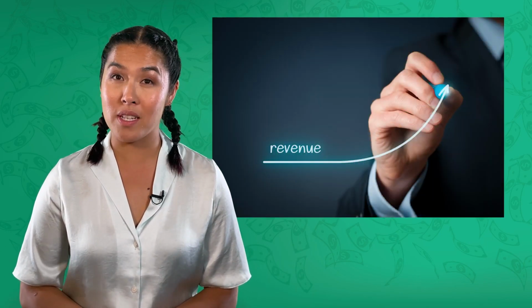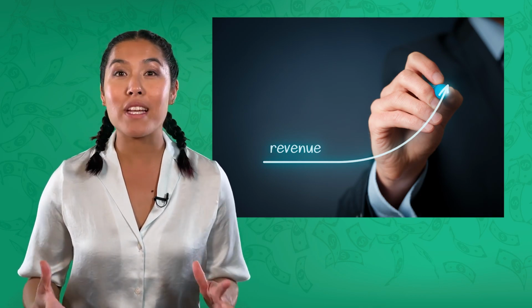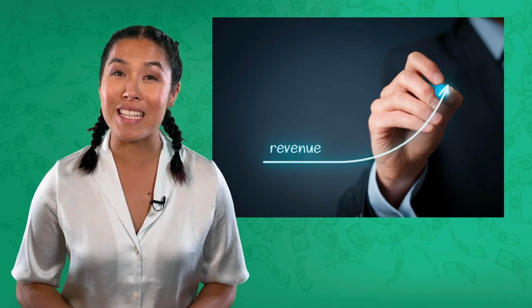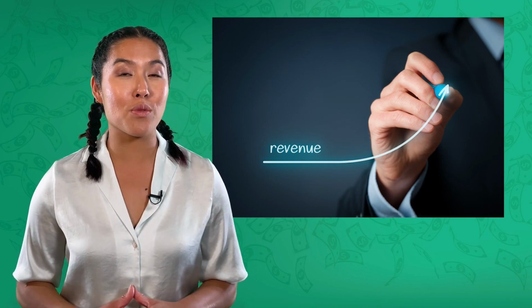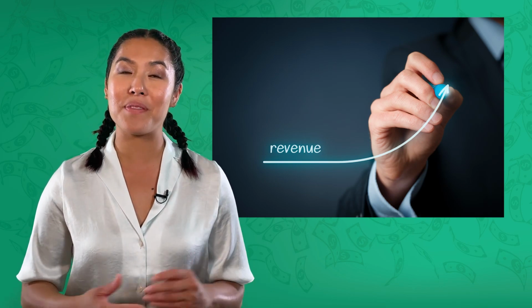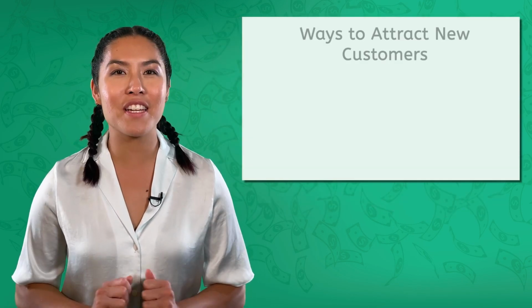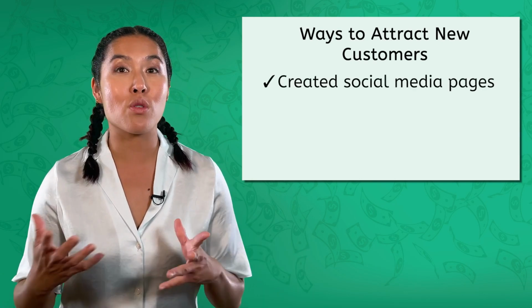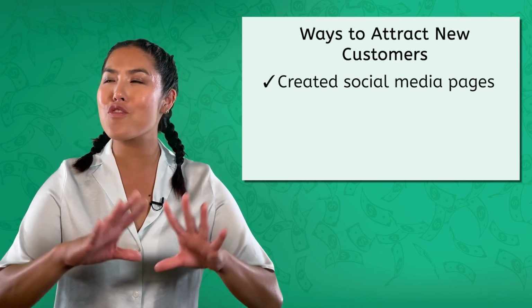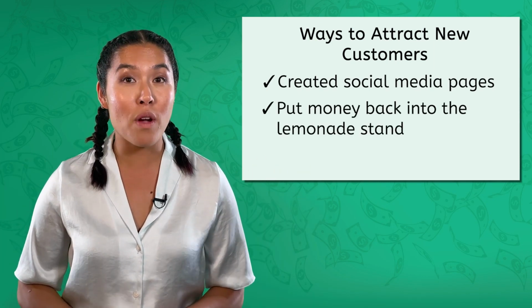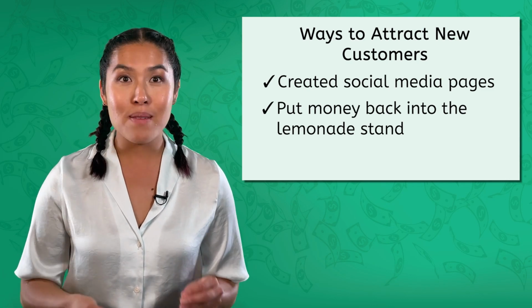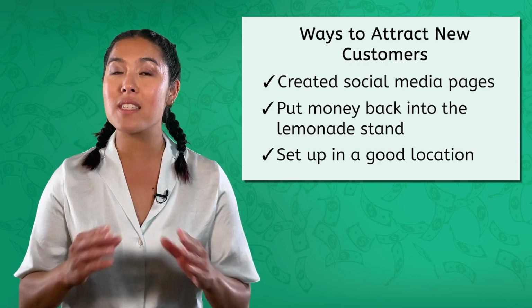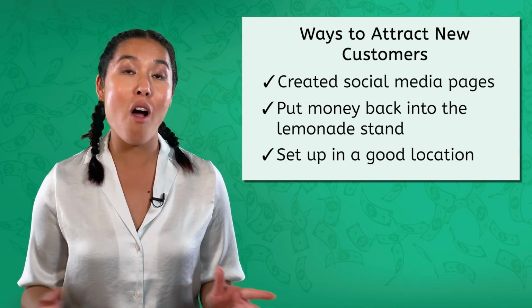Mia has a few options to maximize revenue. She could raise the price she sells her lemonade for, but if we're being honest, she isn't considering that right now. And we're going to look at issues around pricing in our next unit. But Mia has definitely tried to find effective ways to attract new customers. She's created social media pages for her lemonade stand to get the word out. She's also put some of her revenue back into the lemonade stand to make sure it stands out more. Mia's even studied traffic patterns to make sure she is setting up in a spot where more people are going to pass by.